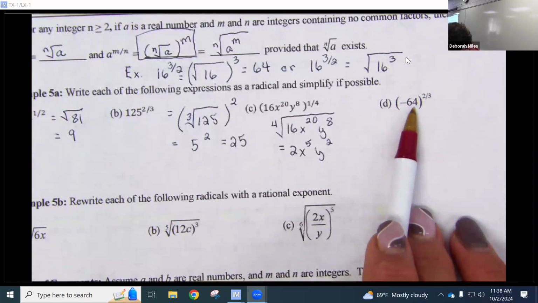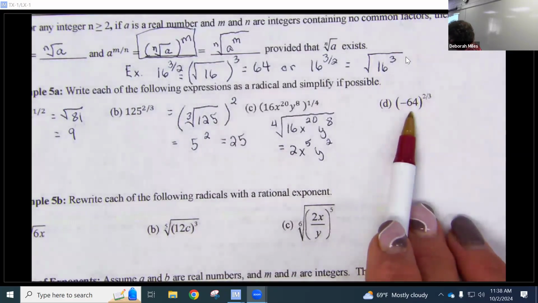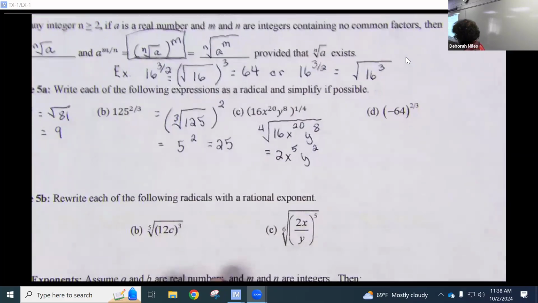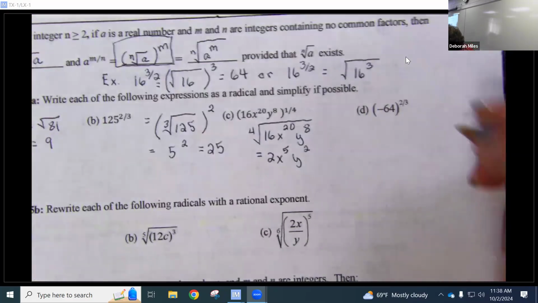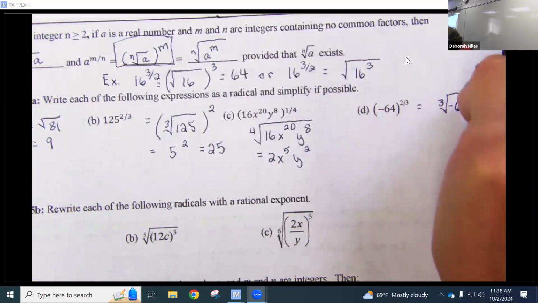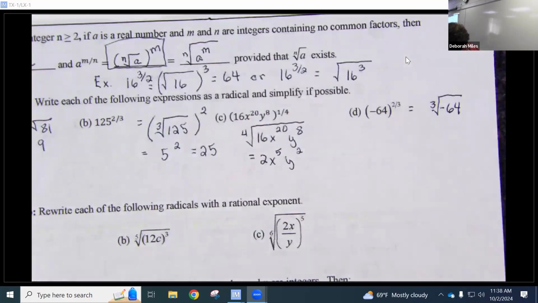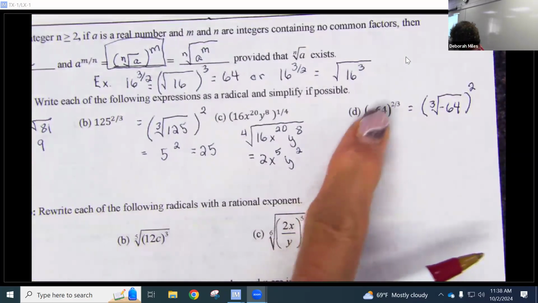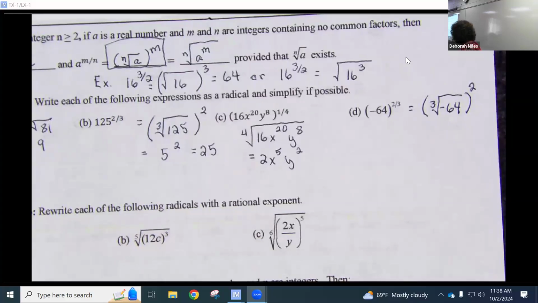All right, one more. How would I write that with a radical? What root is being indicated? That's cube root of -64. And whatever that is, I need to square it. I need to apply that exponent in the numerator.